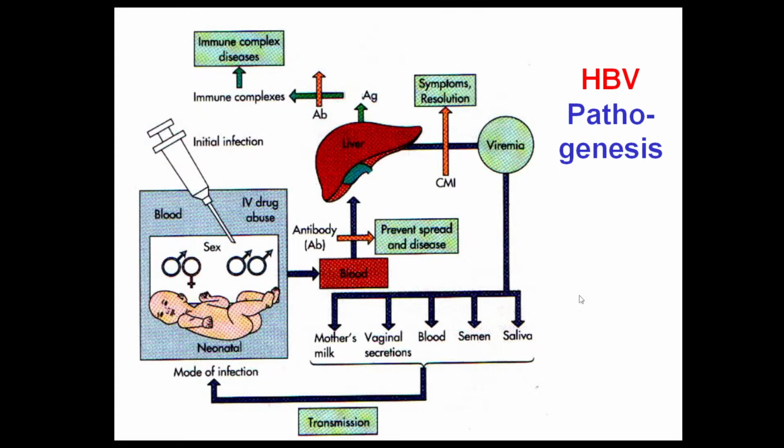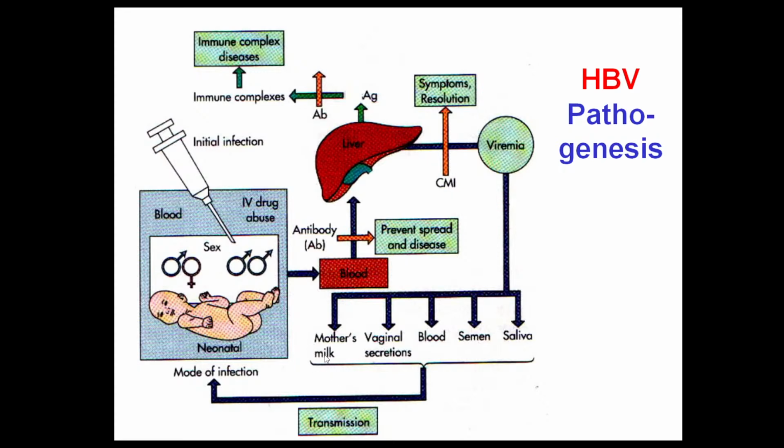Few words about the pathogenesis of hepatitis B virus infection. You can see here that the transmission may occur through a lot of routes, with mother's milk, vaginal secretion, blood, semen, saliva, because everywhere in all those fluids the hepatitis virus particles, DNA particles, can be found.